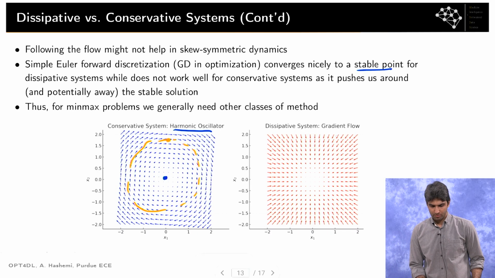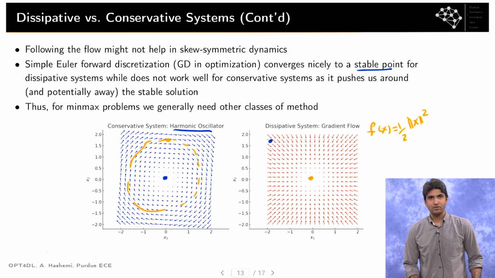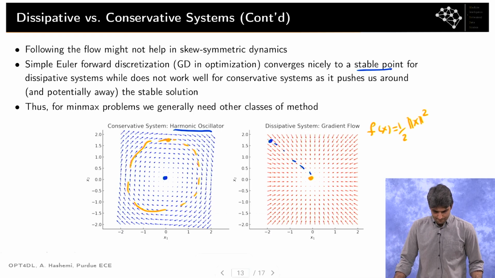On the other hand, for a dissipative system, which is a simple optimization problem, in this example I use just a simple quadratic function. Here is my equilibrium, and wherever I start, let's say here, the direction is so nice that it always points to the equilibrium. So I can just follow that direction and reach the stable point, where I wanted to head.